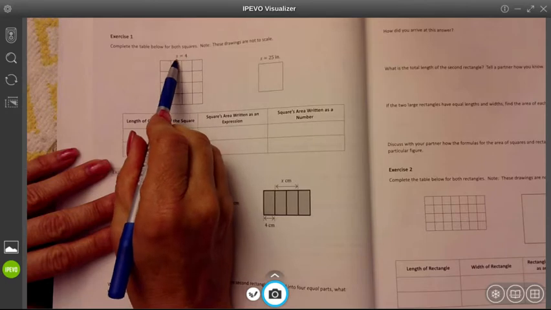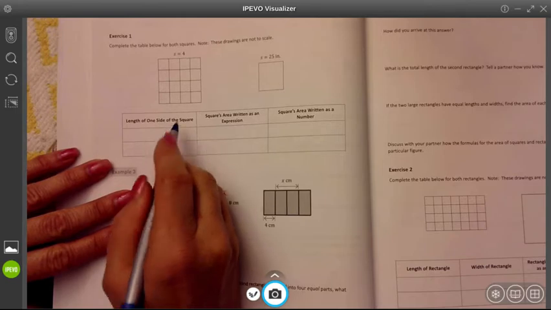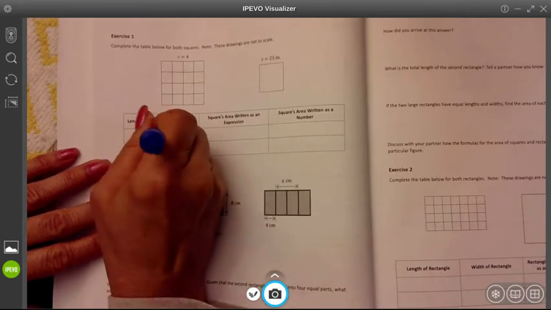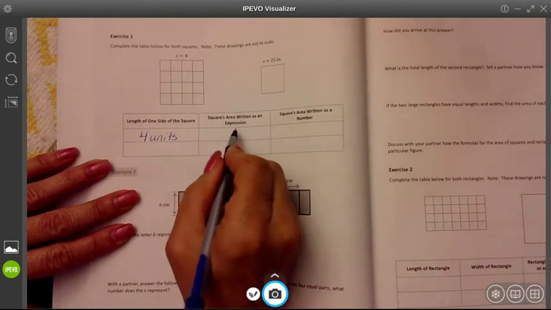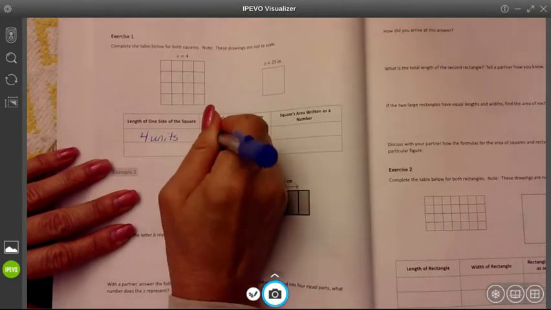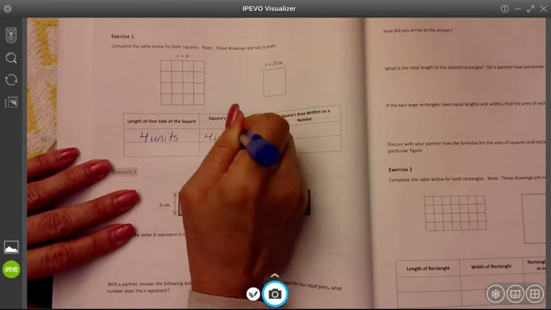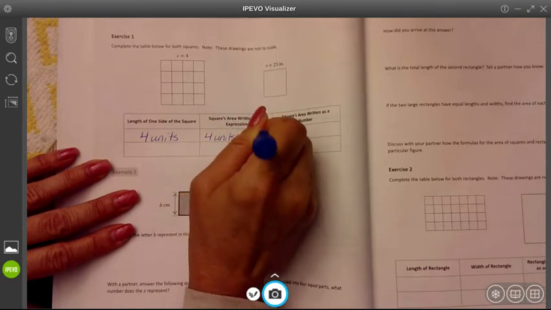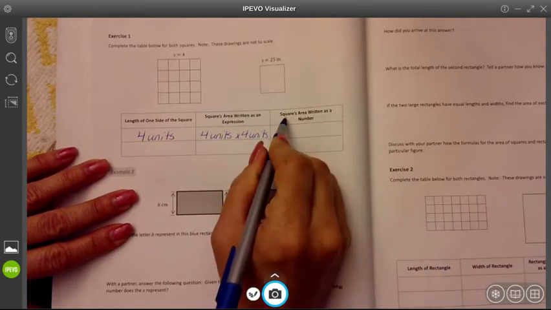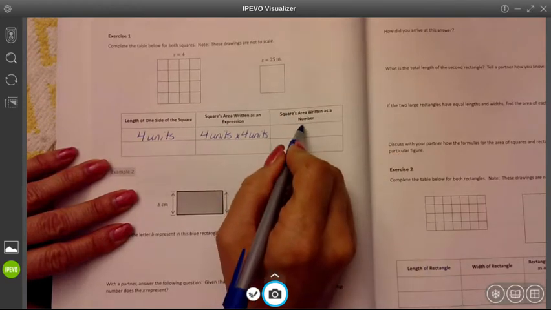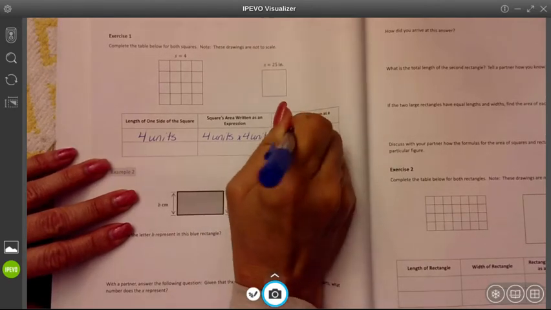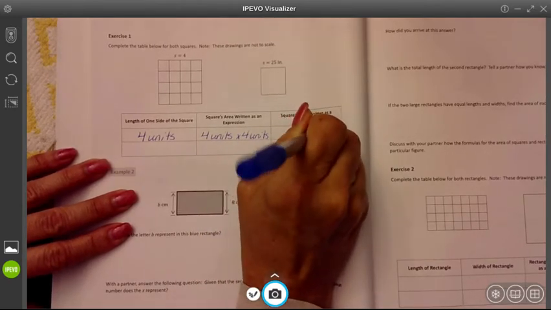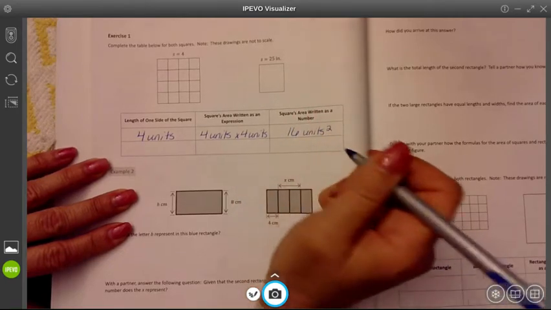Okay, so the letter S stands for side. So a side is 4. So length of one side of the square, we would write 4 units. Square's area written as an expression, 4 units times 4 units. Square's area written as a number, well, you would do 4 times 4, and you would get 16 units squared.